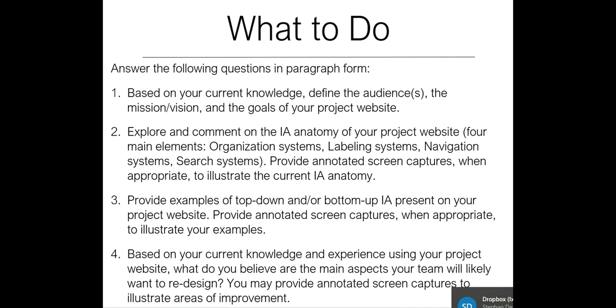Now, I also want you to take a look at number 2, which is to explore and comment on the information architecture anatomy of your project website, looking at the 4 main elements: organization systems, labeling systems, which we talked about in the last class, navigation systems, and search systems. Provide annotated screen captures when appropriate to illustrate the current information architecture anatomy. So much of what we talked about last week, essentially tell me about how this site is constructed. Take screenshots and annotate those screenshots.